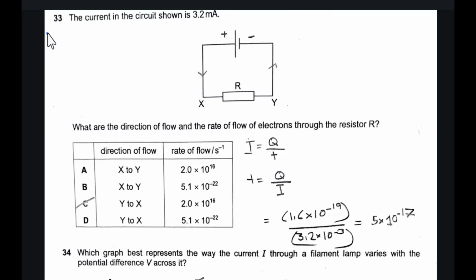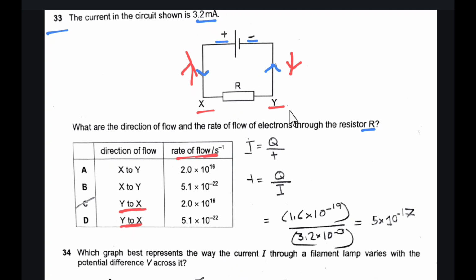Then in question number 33, the current in the circuit is 3.2 milliampere. What is the direction of flow and the rate of flow of electrons through the resistor? So this large side is the positive side and this small side is the negative side. So conventional current would flow from the positive side to the negative side. And since conventional current flows in this direction, electron flow would occur in the opposite direction, that is from the negative side towards the positive side. So electron flow is from y to x.